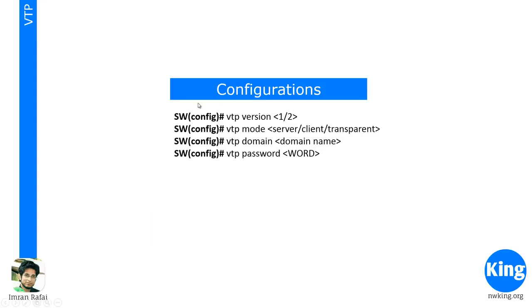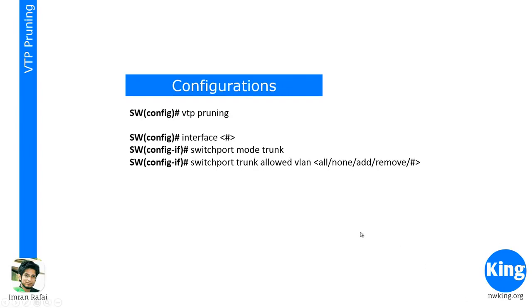So the next topic, so these are the things. VTP configuration: VTP version number 1 or 2, VTP mode, server, client, or transparent. Like I said, if you put it in transparent mode, it is not going to update its own VLAN database, but it is going to pass those advertisements to the neighboring devices. VTP domain name, set a domain name. VTP password, just have to put a password. Next we talk about VTP pruning.